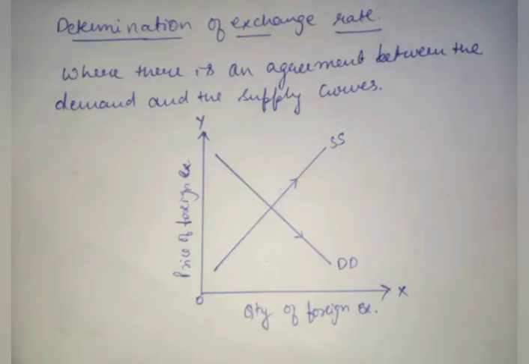Now, there is a supply curve of foreign exchange rising upward from left to right. It shows a positive relationship between the price of foreign exchange and the quantity supplied of foreign exchange. That is, whenever the price of foreign exchange increases, the quantity supplied of foreign exchange will also rise.